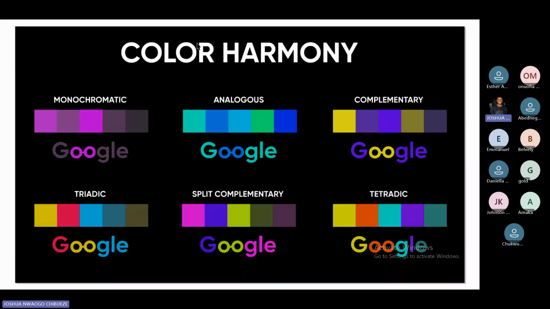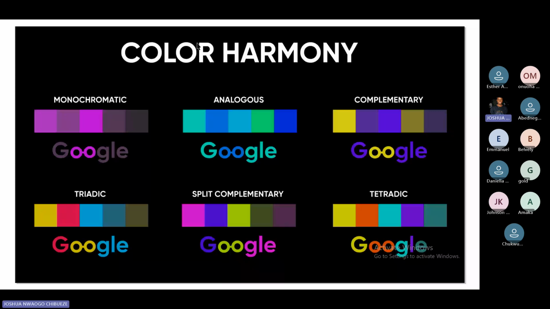Analogous colors, colors next to each other on the wheel. Complementary color, colors opposite each other on the wheel. Split complementary, a color paired with the two colors on either side of its complementary color. Then we have triadic, which is the ones that have equal space between each other. Then finally, tetradic, two pairs of colors.